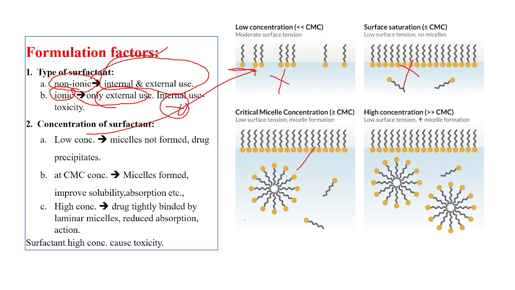And see the drug solubility. When there is a formation of micelles, the drug will go into the hydrophobic region, and the drug solubility also gets increased and the drug absorption also gets improved. At high concentration, due to the formation of lamellar micelles, the drug absorption gets reduced. High concentration of surfactant may cause toxicity. Hence, this is about the different types of colloidal dispersion.